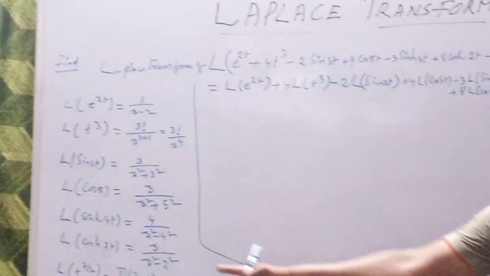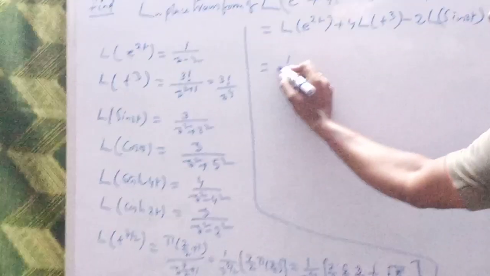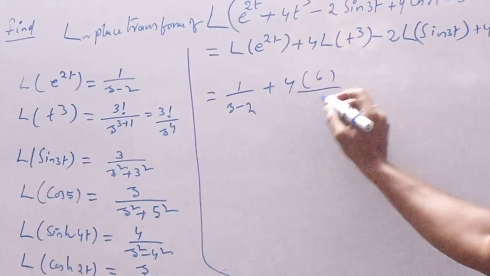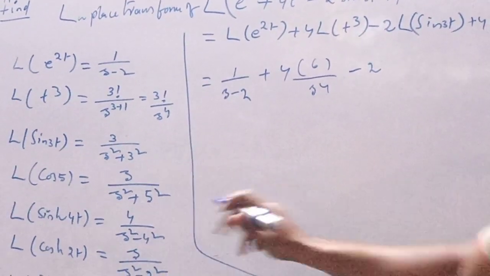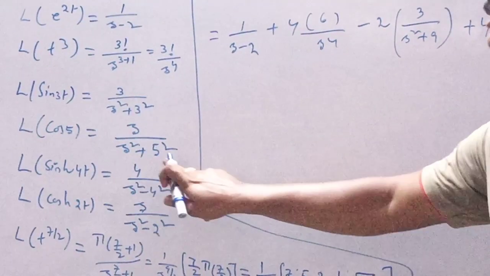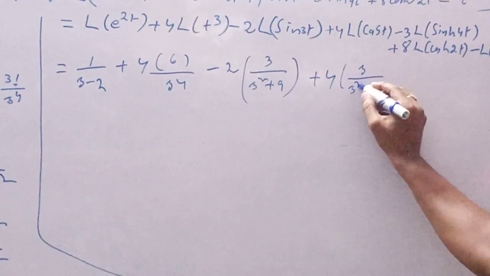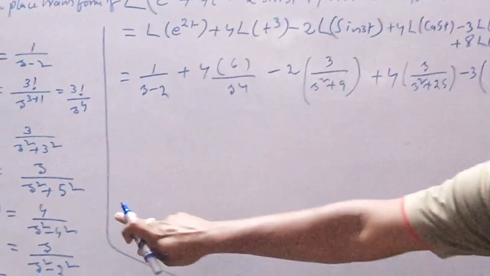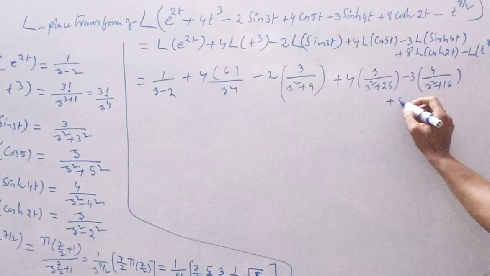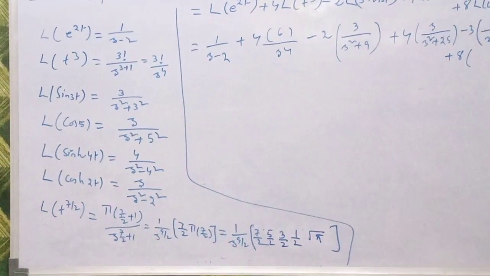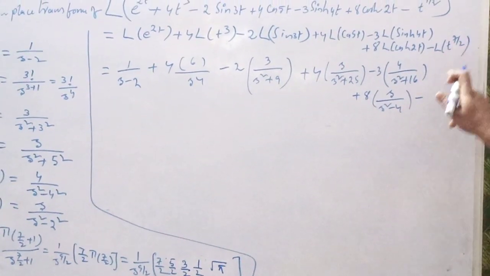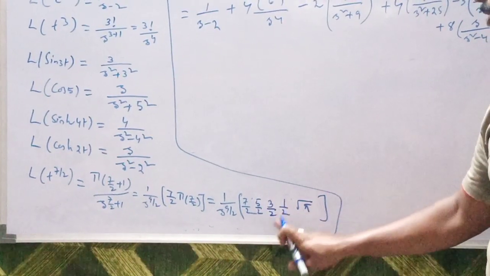We know the derived formulas here. So it is equal to 1 by s minus 2, plus 4 into 3 factorial, which is 6, by s^4, minus 2 into 3 by s^2 plus 9, plus 4 into s by s^2 plus 5^2, that is s by s^2 plus 25, minus 3 into 4 by s^2 plus 16, plus 8 into s by s^2 minus 2^2, that is s by s^2 minus 4, minus the Laplace of t^(7/2): 7/2, 5/2, 3/2, 1/2 root pi.